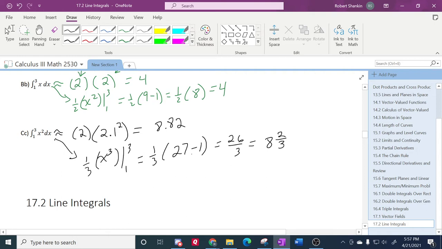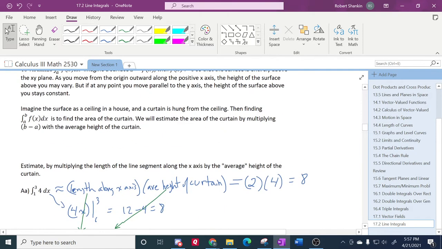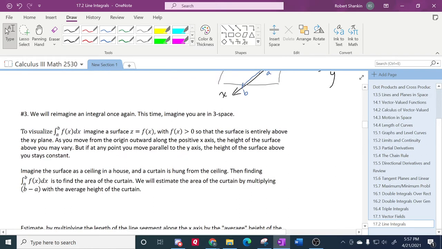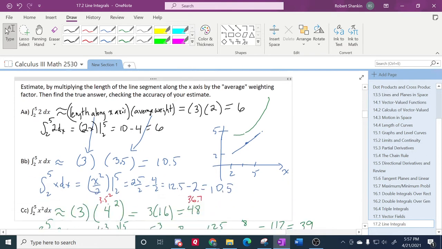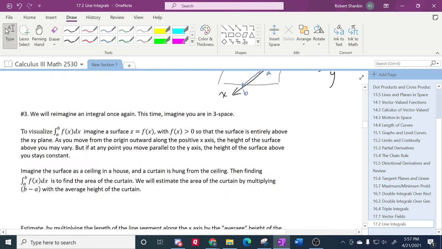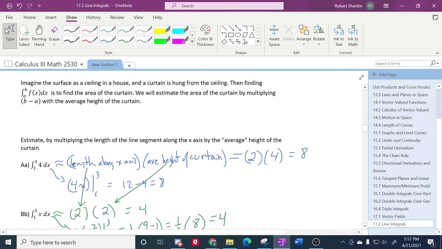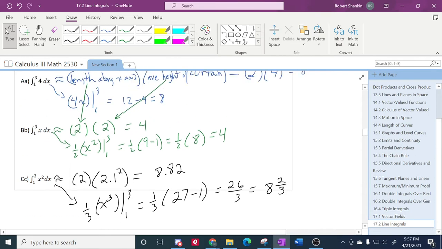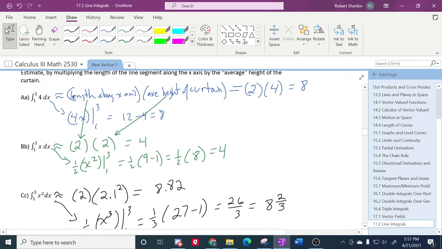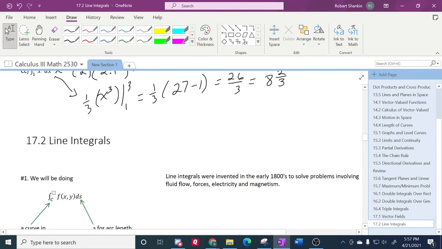All right. So it's strange imagining it. It's kind of the same thing as what you're doing here with the weighting factor, but you're just taking the weighting factor as a height above where you are along the x-axis in 3 space. But doing this visualization will set us up for line integrals in 17.2.